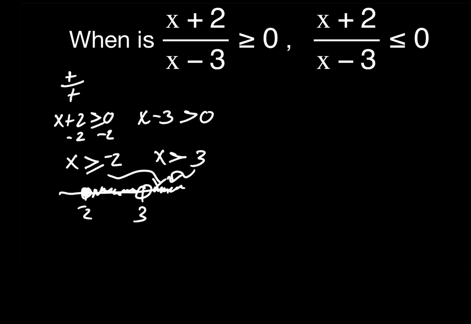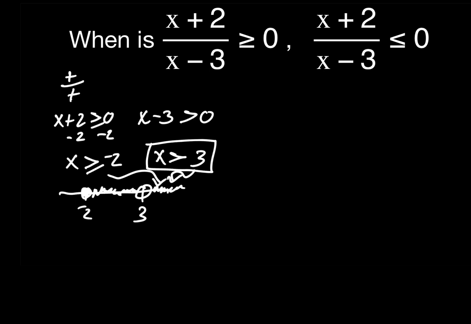So my function up here will be positive when x is greater than 3. So far, that's part of when my graph is going to be positive.